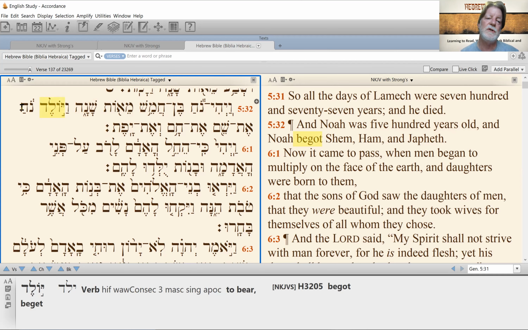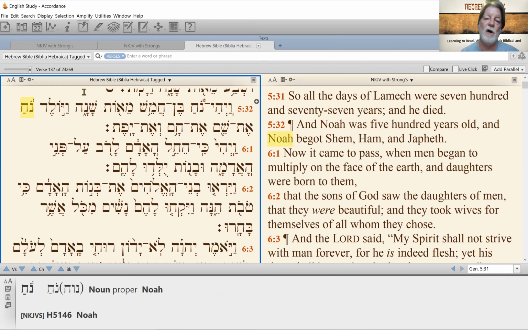Vayoled, and he caused to be born. Noach caused to be born et, direct object indicator, Shem, et Cham, et Yafet. Those are the 3 sons of Noah.